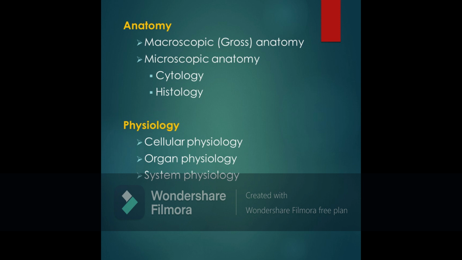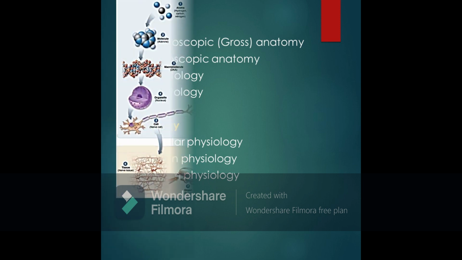As in anatomy, physiology also has levels of complexity. Cellular physiology is the study of how cells work. Meanwhile, organ physiology includes the study of specific organs, while systems physiology deals with the functions of specific systems.